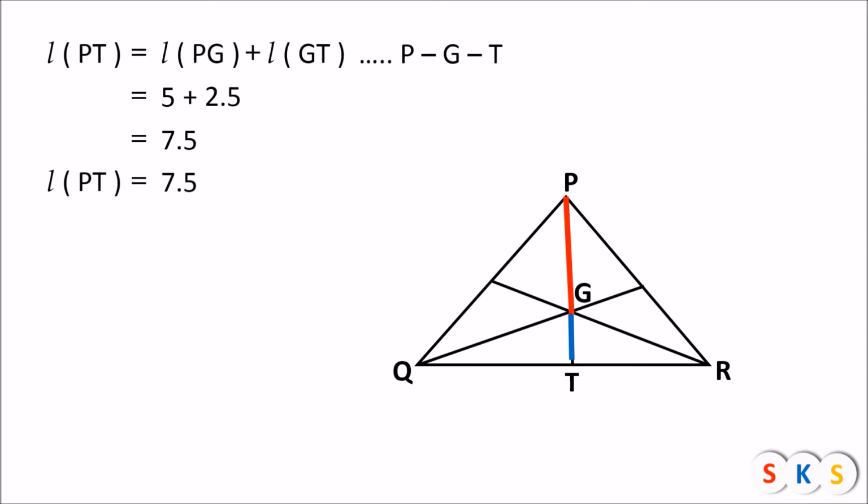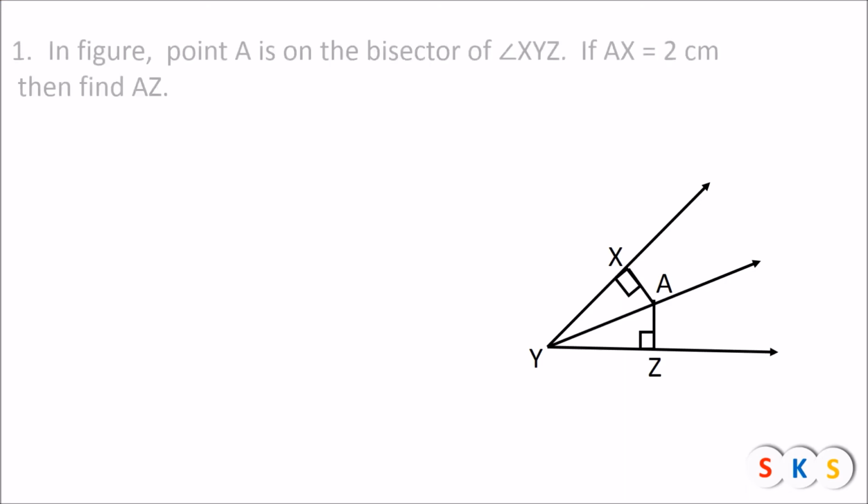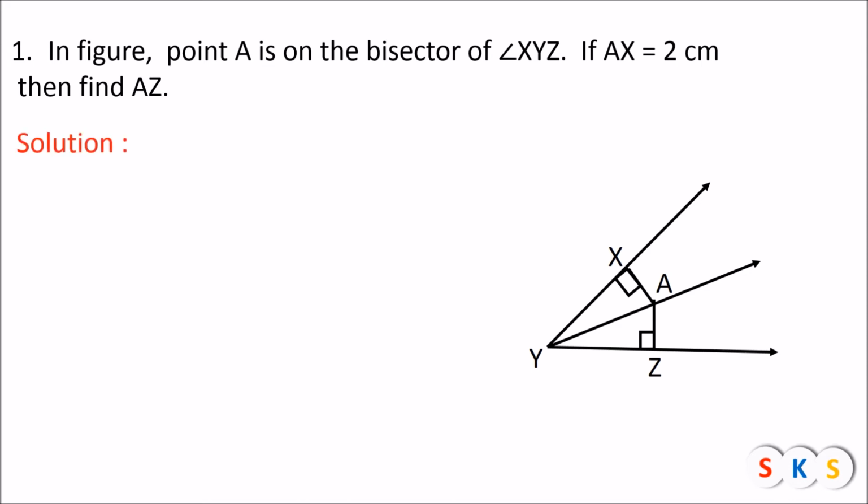Here we have question number 1. In the figure, point A is on the bisector of angle XYZ. If AX equals 2 cm, then find AZ. Let's see the solution of this question. Point A lies on the bisector of angle XYZ. In this figure, ray YA is the bisector of angle XYZ, and point A lies on this angle bisector.